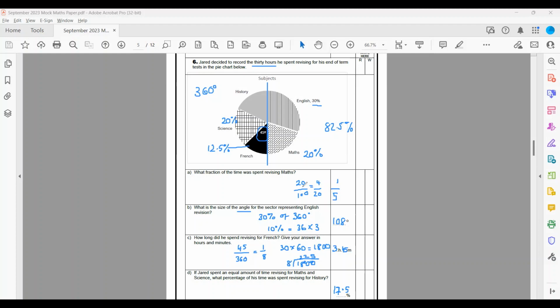Now, the other thing, if you aren't sure how I got the 12.5% here, the way I did it was 45 out of 360 is 1/8. You can turn 1/8 into a percentage by timesing by 100 over 1, which would be 100 over 8. And then you could do 100 divided by 8. It's not going to go in exactly, so add a decimal point. 8 goes into 10 once, carry 2. 8 goes into 20 twice, carry 4. And then you get your 5 there. So that's how you can turn any fraction into a percentage.